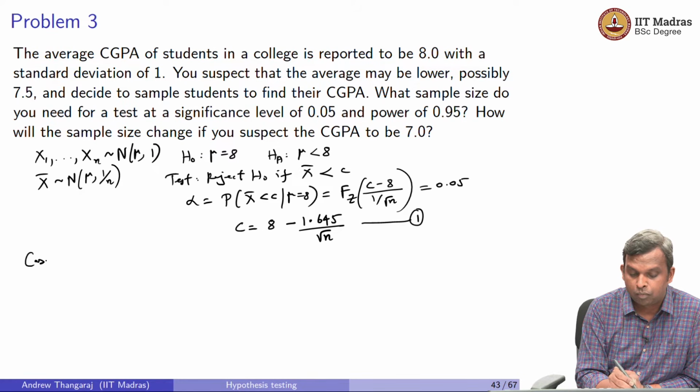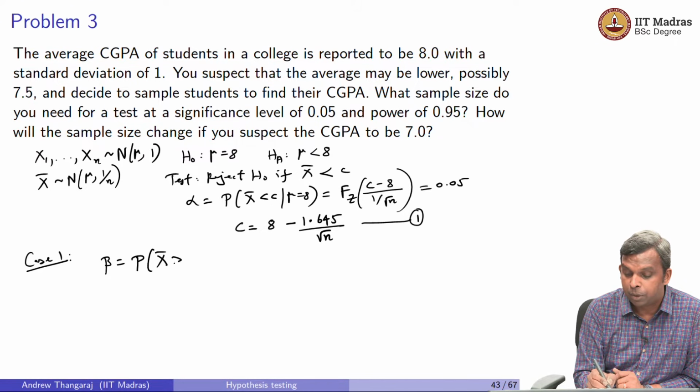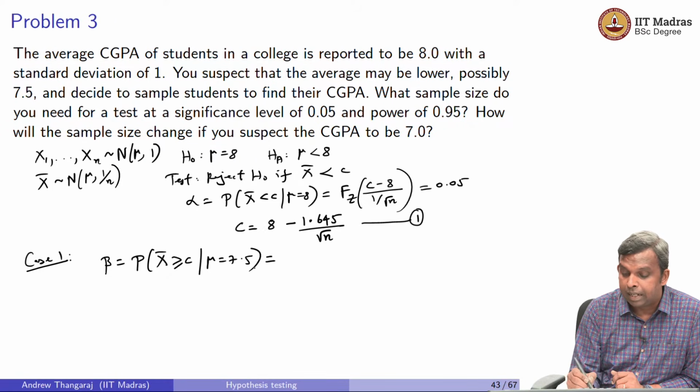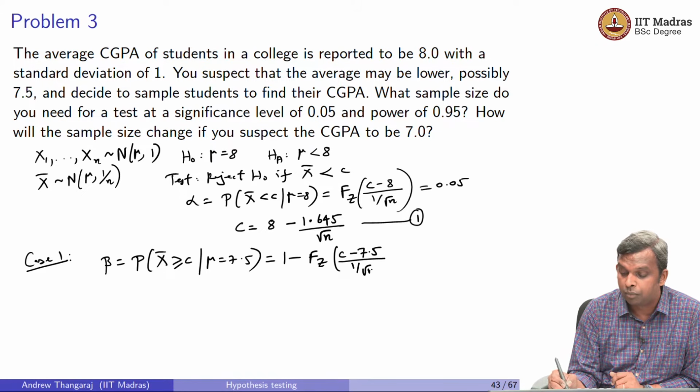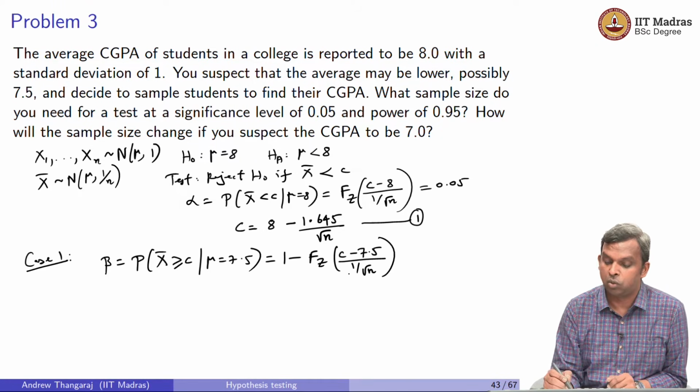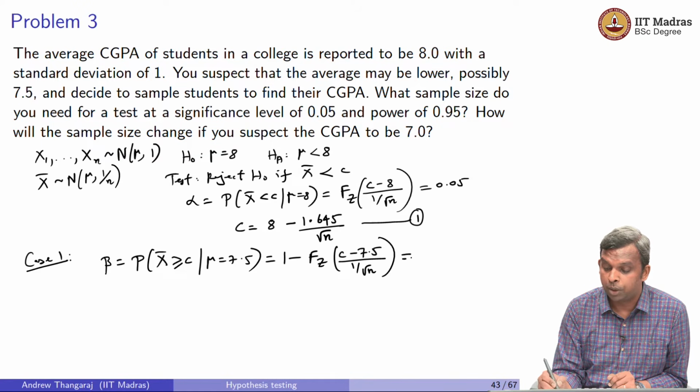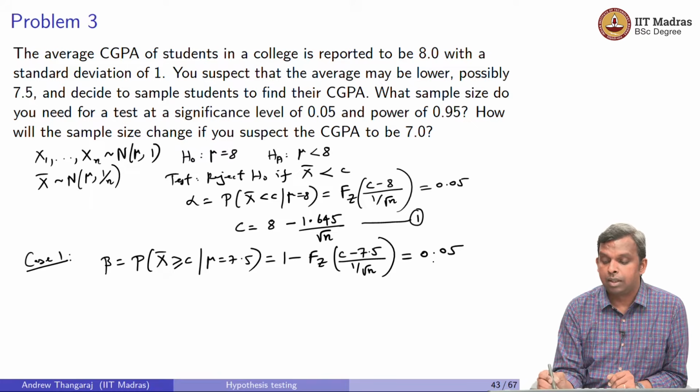I want a power of 0.95, which means beta also has to be 0.05. So in the first case, beta is the probability that x bar is going to be greater than or equal to c given mu equals 7.5, and that is 1 minus F_C of (c minus 7.5) by 1 by root n. We will assume your standard deviation is also 1, and you want this to be 0.05 as well.